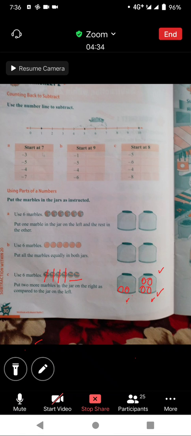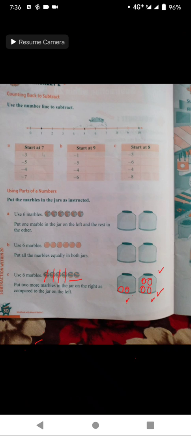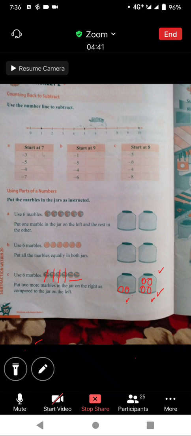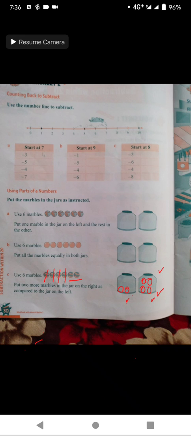So students, if you have any problem in worksheet 2, you can ask. You can write your name in the chat box, those who are having any problem in worksheet 1 or 2.